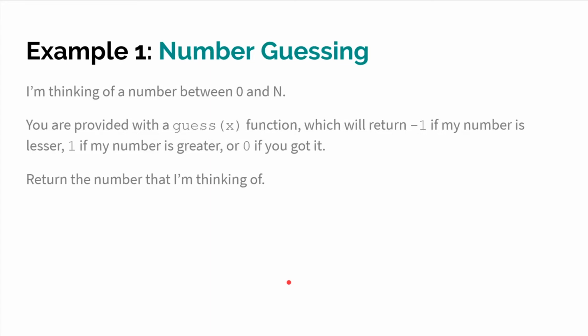I'm thinking of a number between 0 and n this time. You're provided with a guess(x) function, which will return -1 if my number is lesser, 1 if my number is greater, or 0 if you got it. Return the number that I'm thinking of.